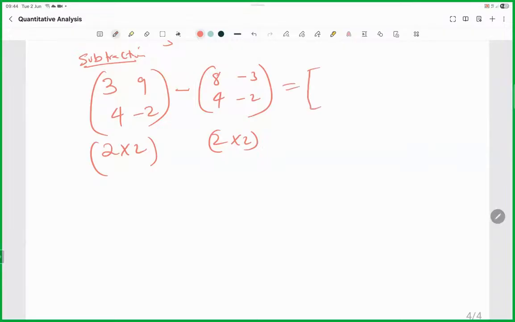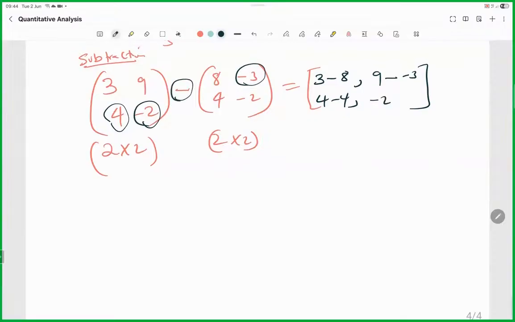What do we have here? So we have here 3 minus 8. Subtract corresponding elements. 3 minus 8. Then we have this 9, minus, and the number itself is minus 3. Then we have 4 minus 4. Then we have minus 2, this one, then there is this minus. This number itself is a minus. So could you kindly give me these resulting answers? So 3 minus 8 will give me what figure?